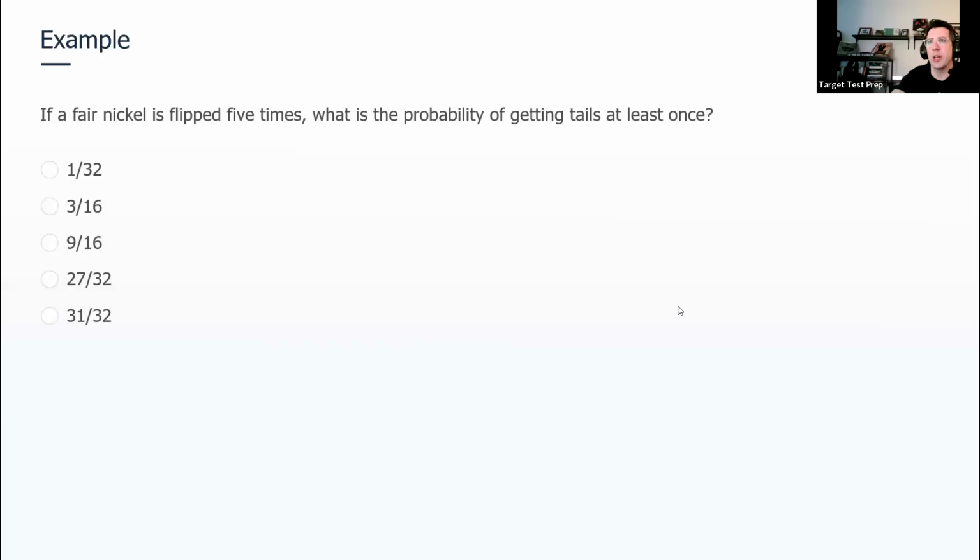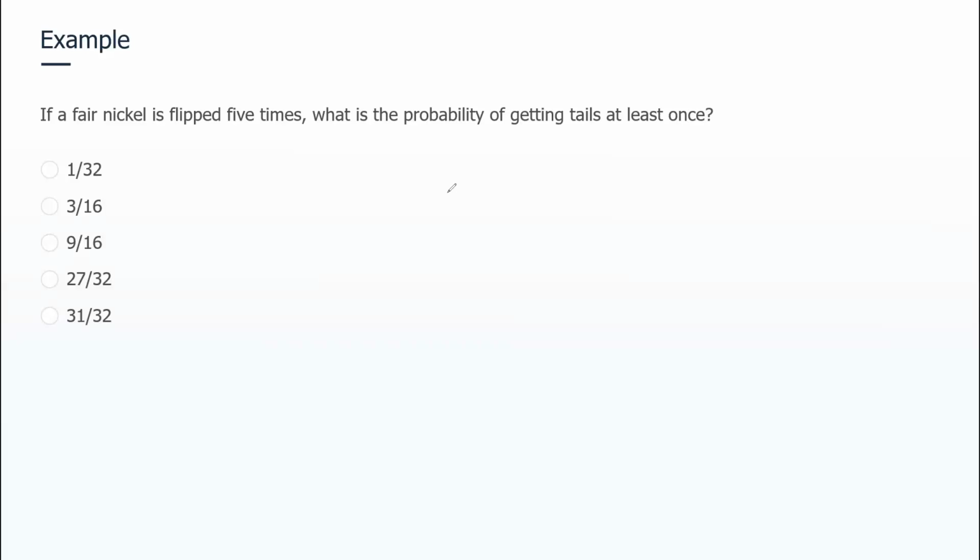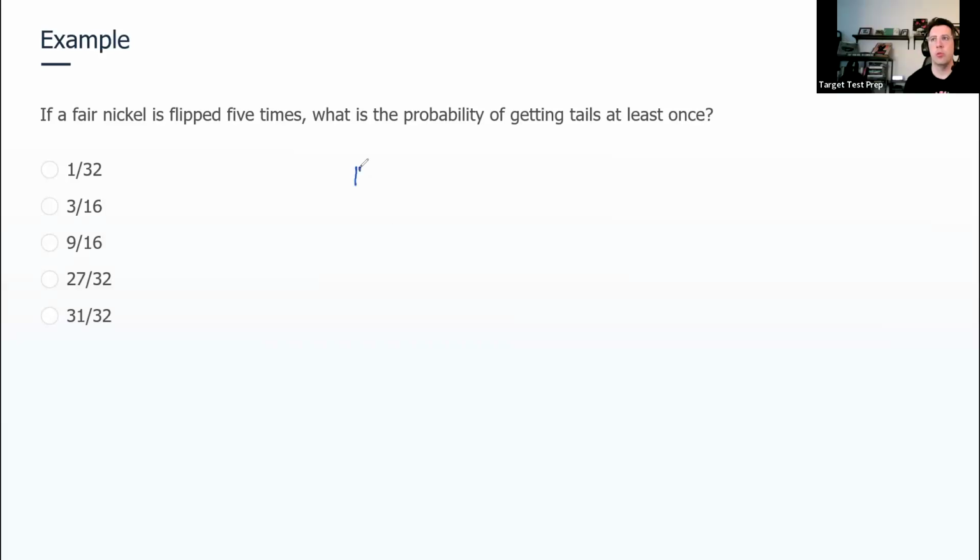That's pretty much the trick. Yeah, I didn't really have any math behind it. I just realized that there's only one example where the nickel would be flipped on heads every single time. Right, so if you do H, H, H, H, H, there's only one way for that to happen. So what's the probability of that happening if you flip it 5 times?